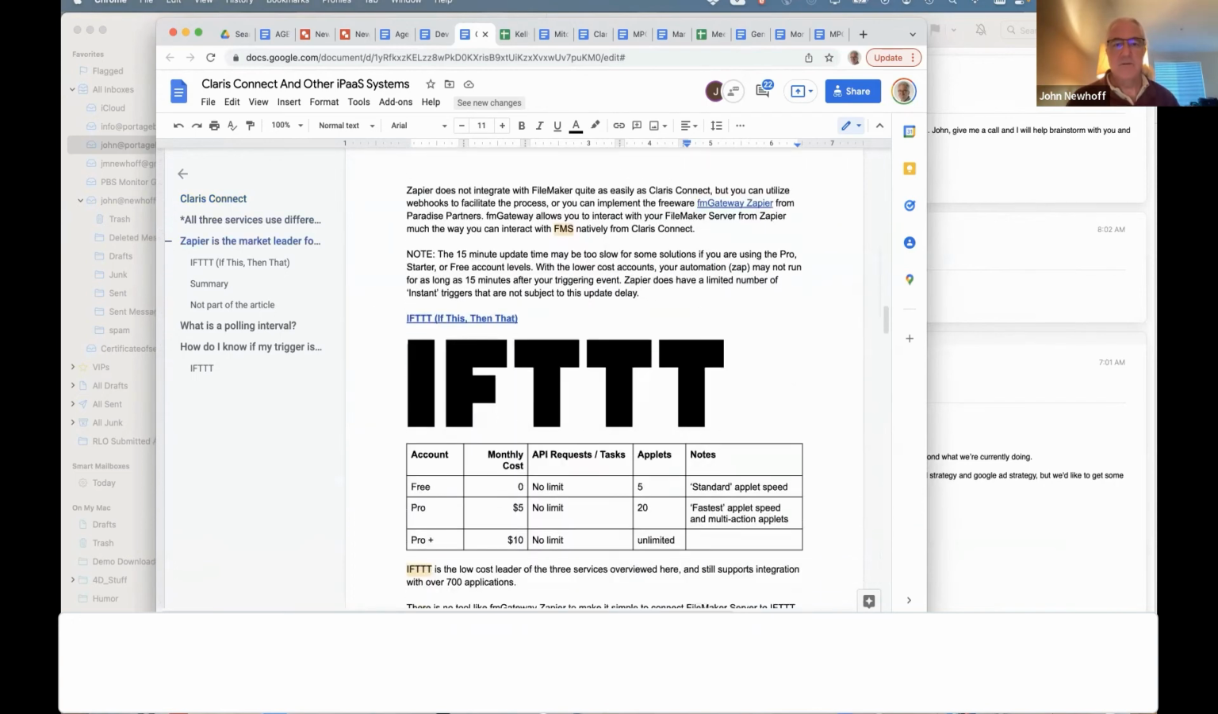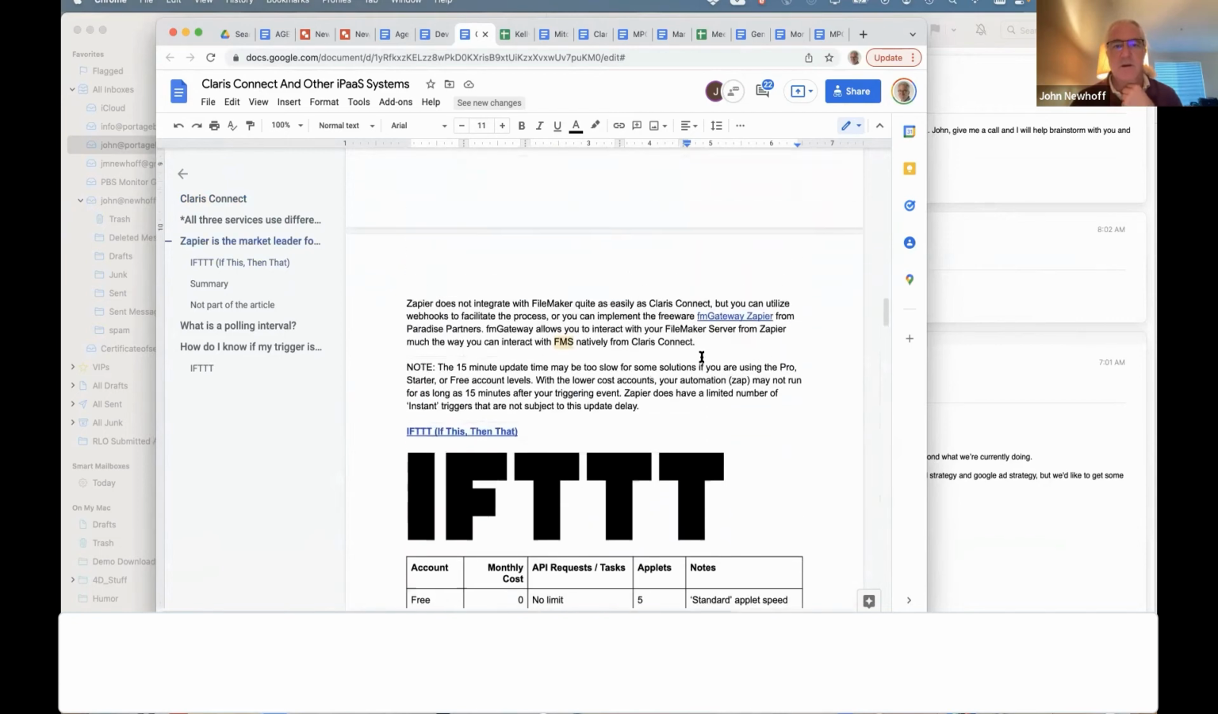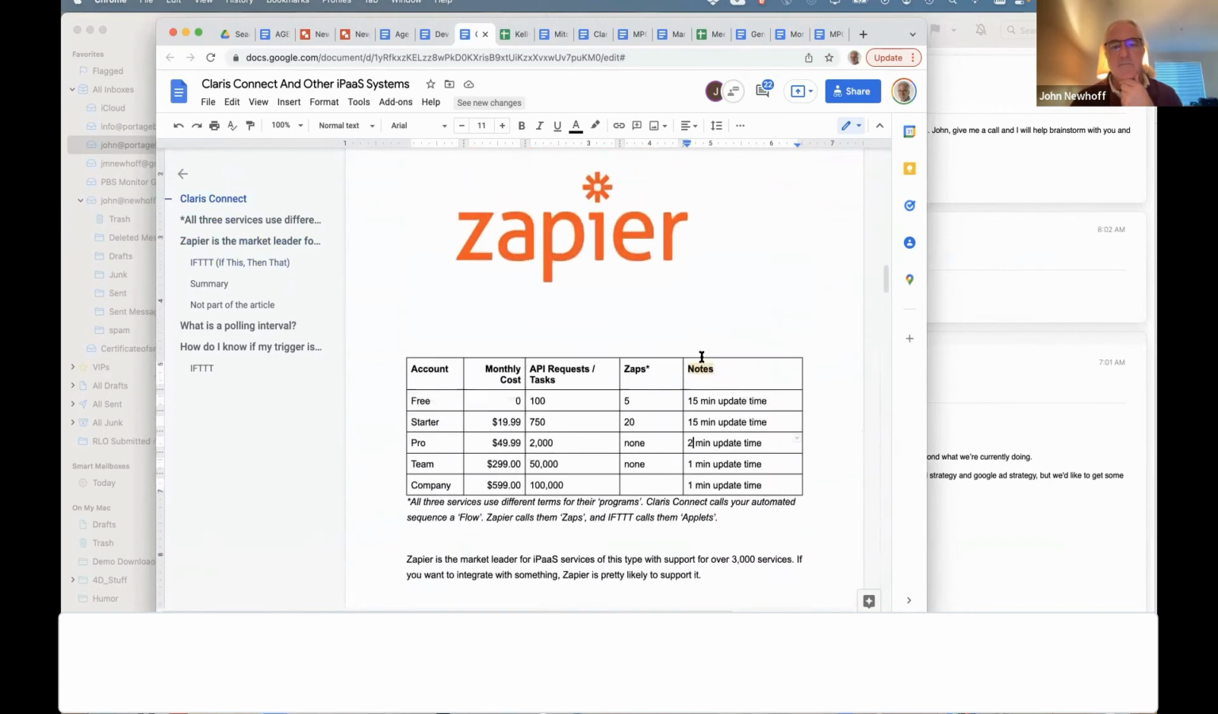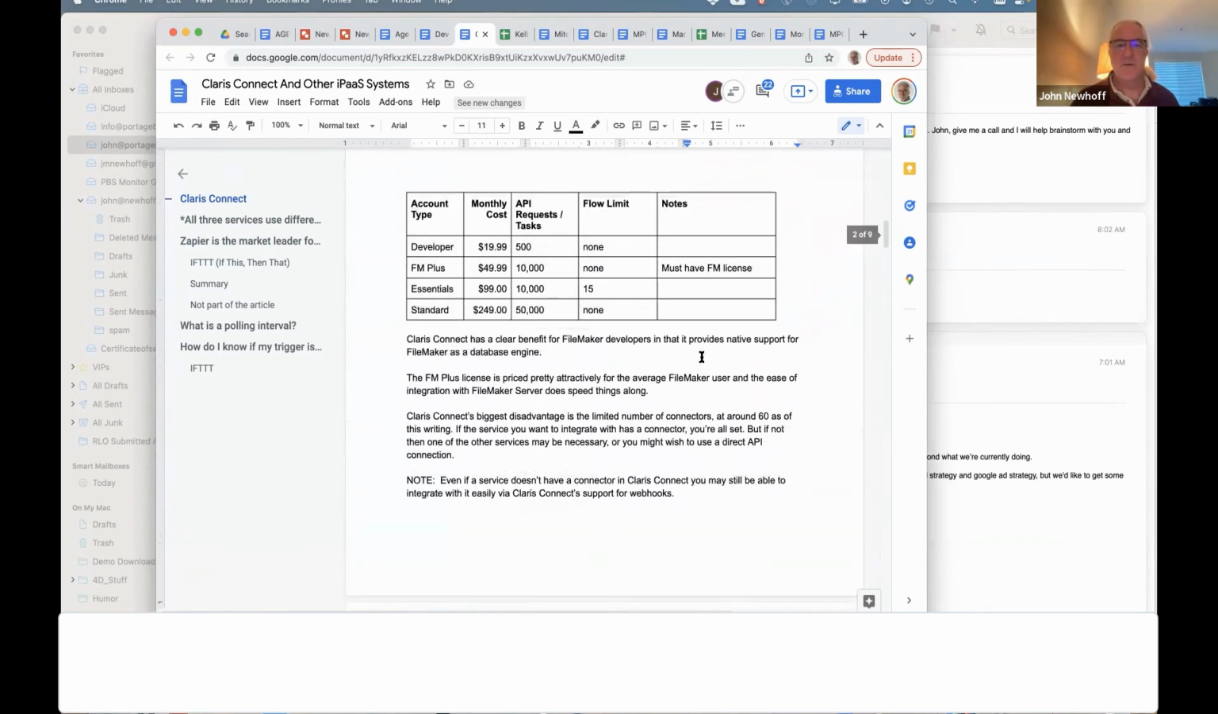That's a quick overview of what I've been looking at and comparing among the different tools. Can I answer any questions? Anybody have any input?